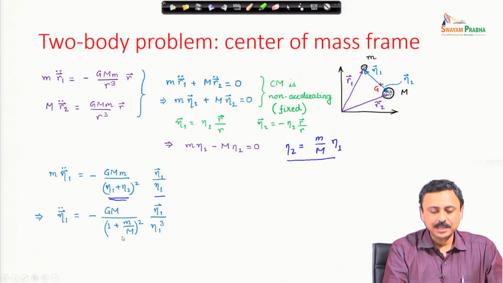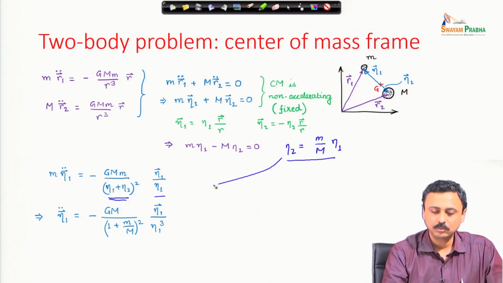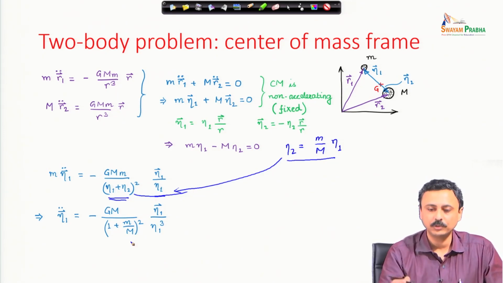I get 1 plus small m by capital M whole square, and here I will get eta 1 cube. This is just by substituting this expression eta 2 in this bracketed quantity. If you substitute and simplify, this is what you will get.